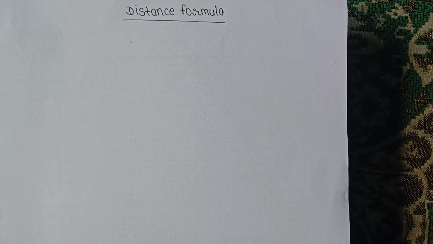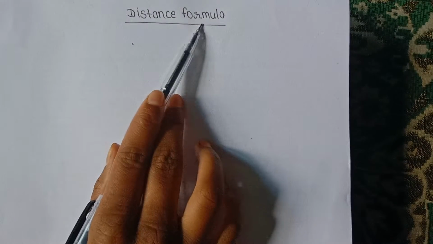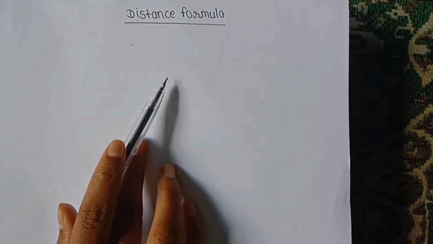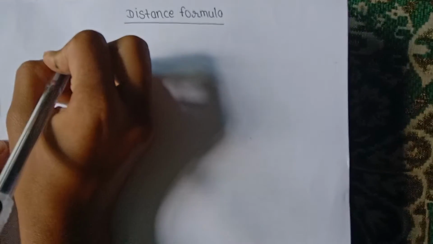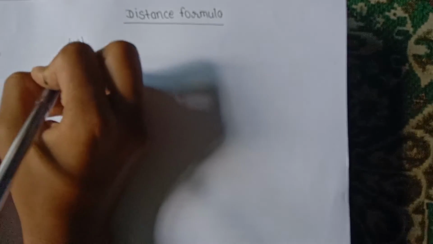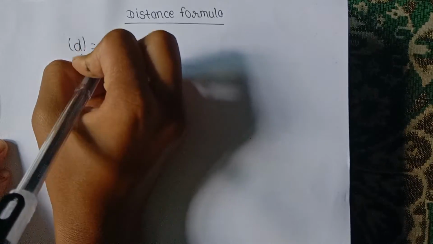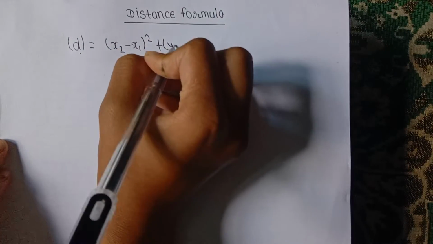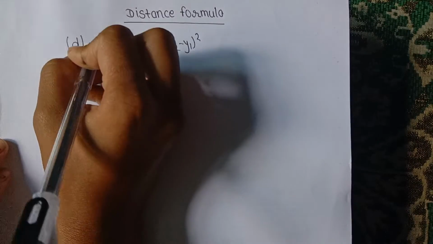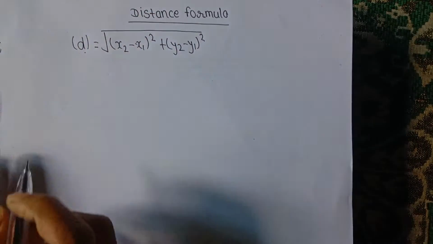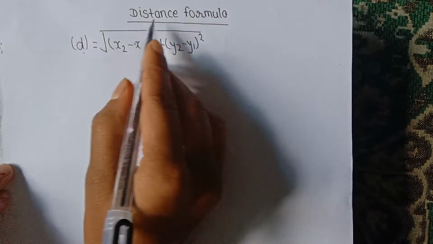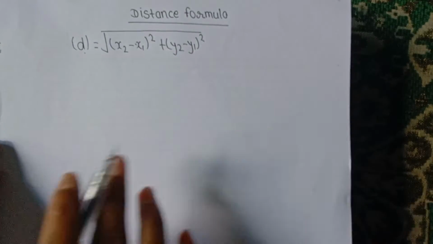Good morning everyone. Today we are here to learn the distance formula of coordinate geometry. Before solving any problems, we have to know the formula of distance. The formula of distance, which we also know as D, is the square root of (x2 minus x1) whole square plus (y2 minus y1) whole square. So it is the formula of distance. By this formula we can easily solve any problems of the distance formula of coordinate geometry.